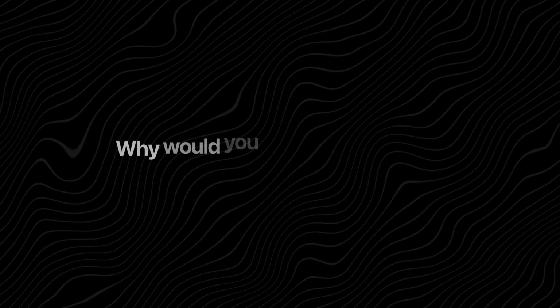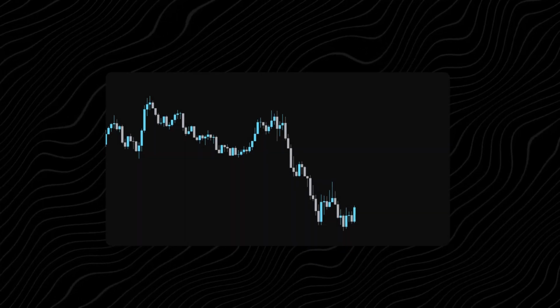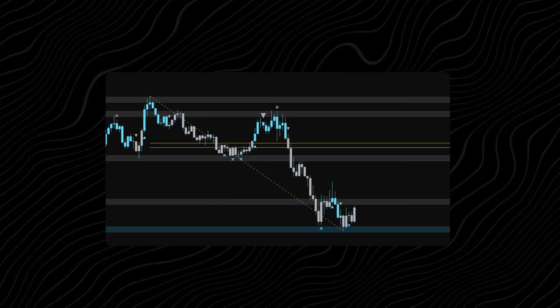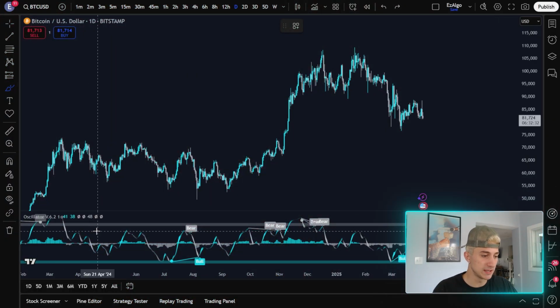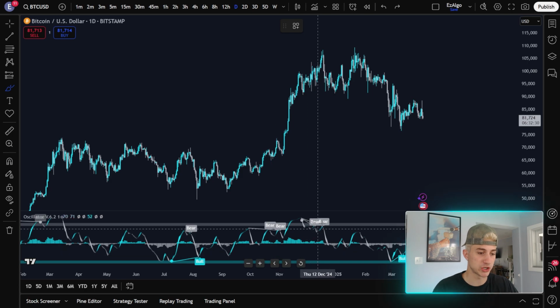There are many traders that have become profitable without any indicators whatsoever. But the way I look at it is, why would you not use an indicator if it helps you see things that you couldn't otherwise see without said indicator? So here you can see the EzOscillator V6.2 on my chart here at the bottom.